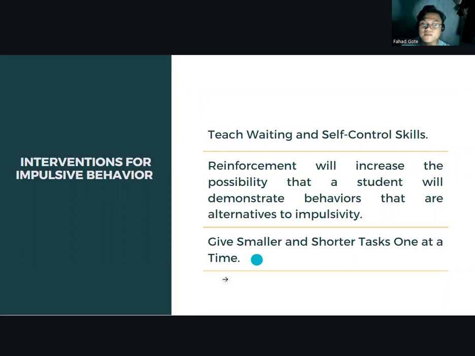Interventions for impulsive behavior. First is to teach waiting and self-control.